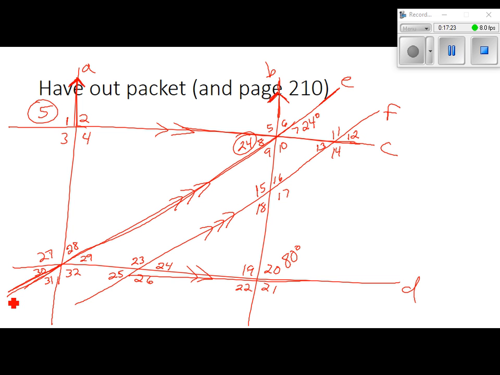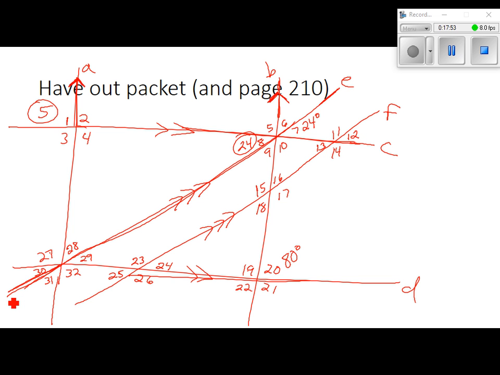Which angle's down here at the bottom, do you know? 29, 32, 30. 29 is how much? 24. 30 is how much? 24. Now, the bad thing again, do we know 27 or 28? No, but we do know that when combined, they make 156. So we know from here to here is 156, right? And from here to here is 156.